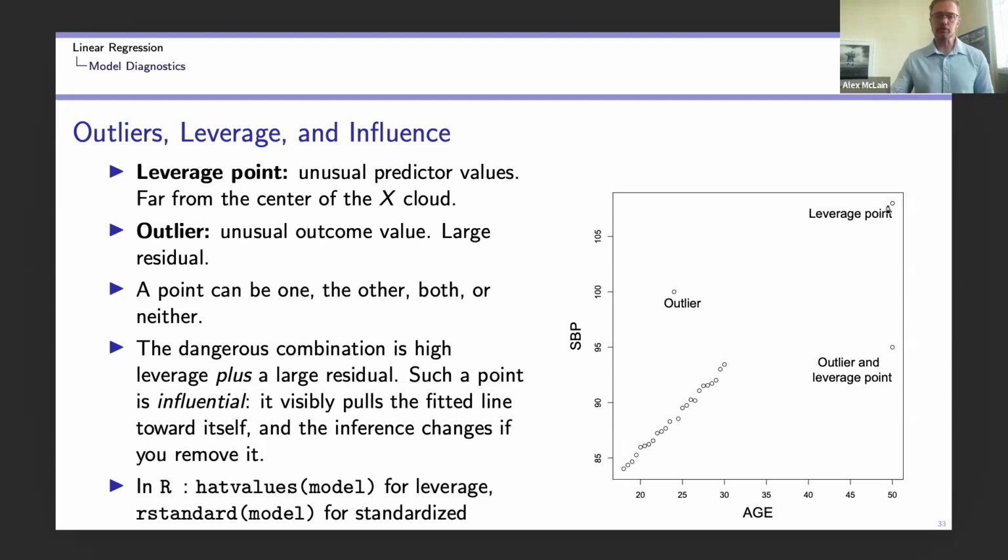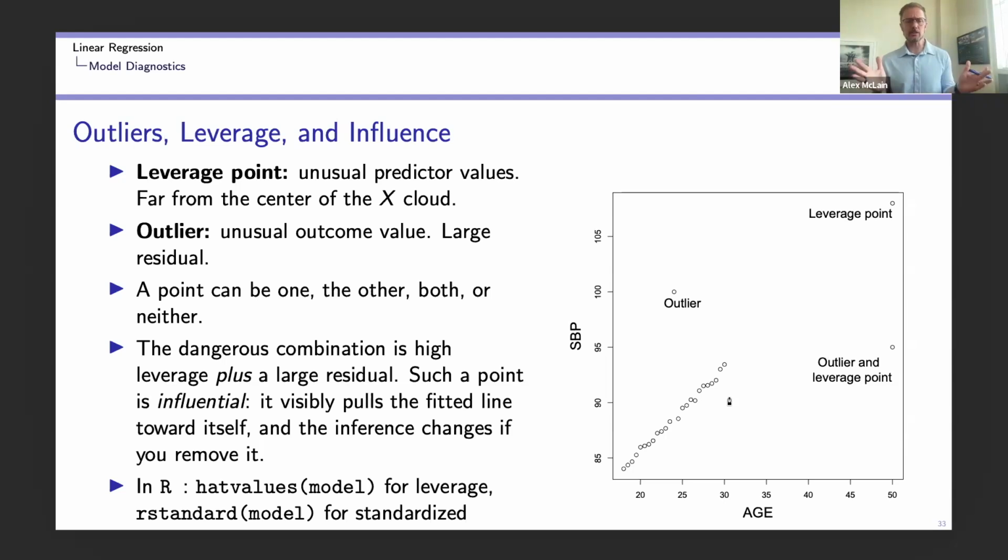A leverage point, that's somebody whose X data is strange, not their Y data, their X data. So this person right here, they're not an outlier because if we follow this trend up, this is about where we'd expect it to be, but they are a leverage point because their age is 50 and everyone else in the study is between 20 and 30. The last one we have is an outlier and a leverage point.